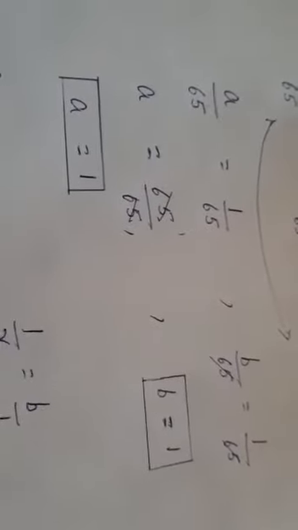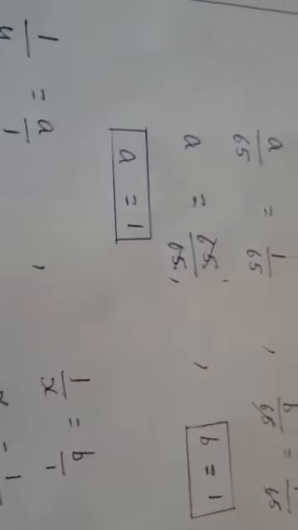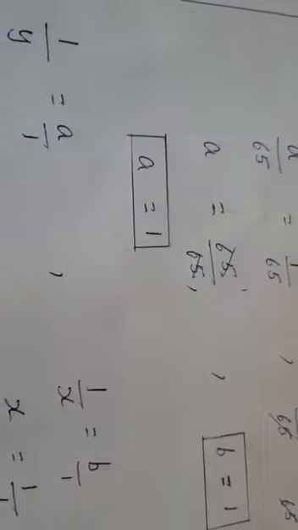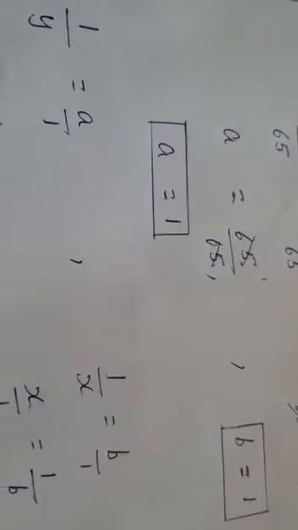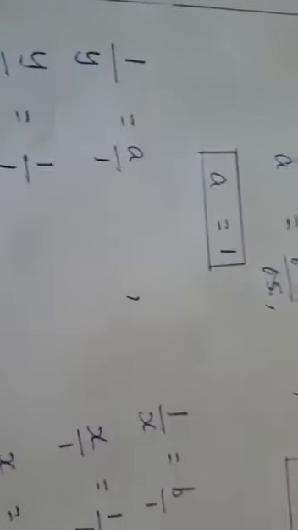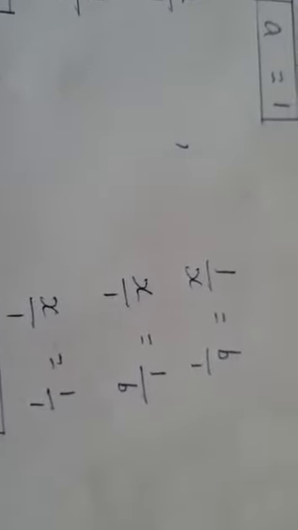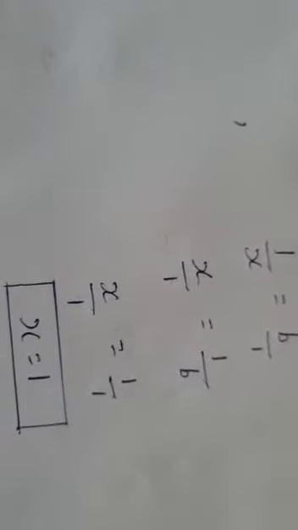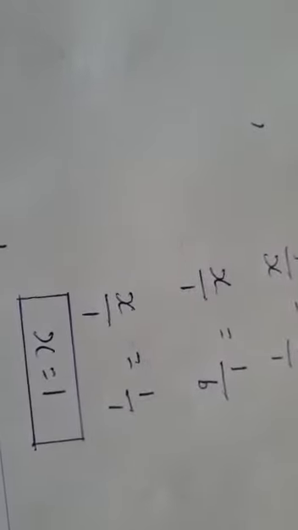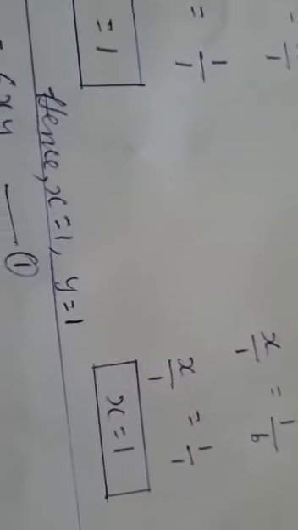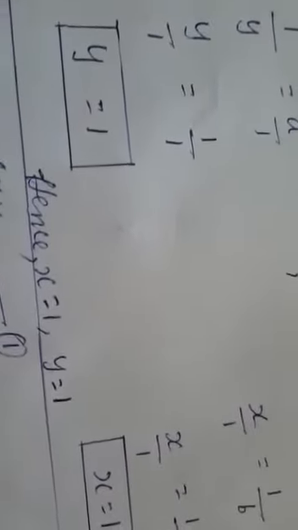But we have assumed 1/y as a and 1/x as b. So we have to substitute in those two. So 1/y = a, that is 1. 1 is nothing but 1/1. Take the reciprocal, so we get y = 1. Next 1/x = b, that is 1/x = 1. Take the reciprocal, so we get x = 1. So now we get x = 1 and y = 1.